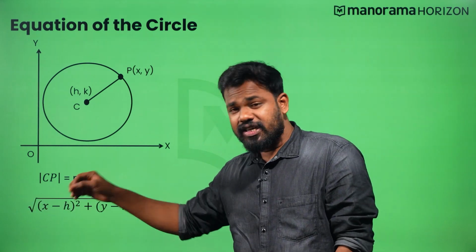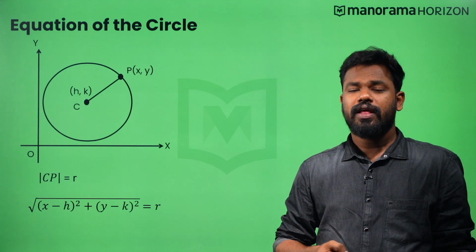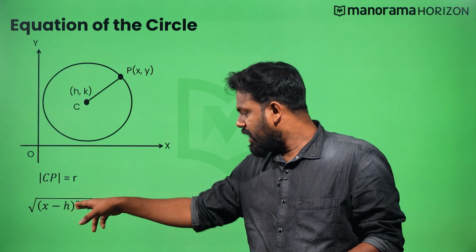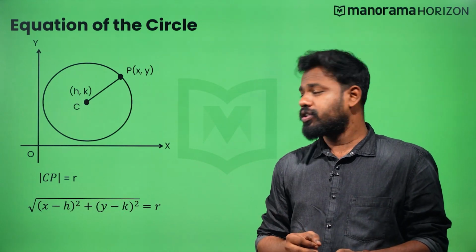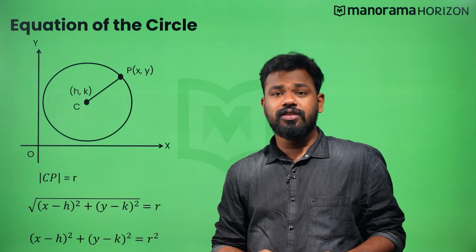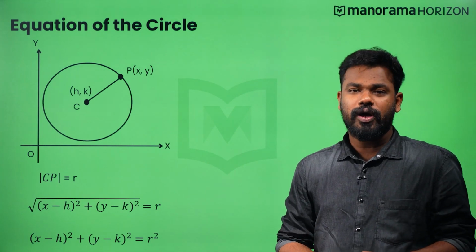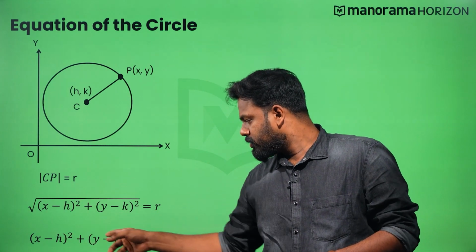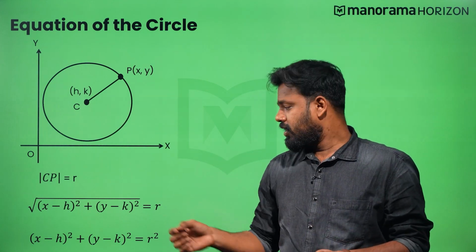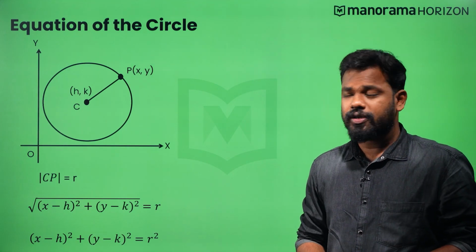So we can say the root of (x minus h) the whole square plus (y minus k) the whole square will be equal to the radius, that is r. If I know h and k, I can easily find the equation of the circle. Taking the square on both sides, (x minus h) the whole square plus (y minus k) the whole square equals r square. Putting in h, k as the coordinates of the center and r as the radius of the circle, I can easily find the final equation of the circle.